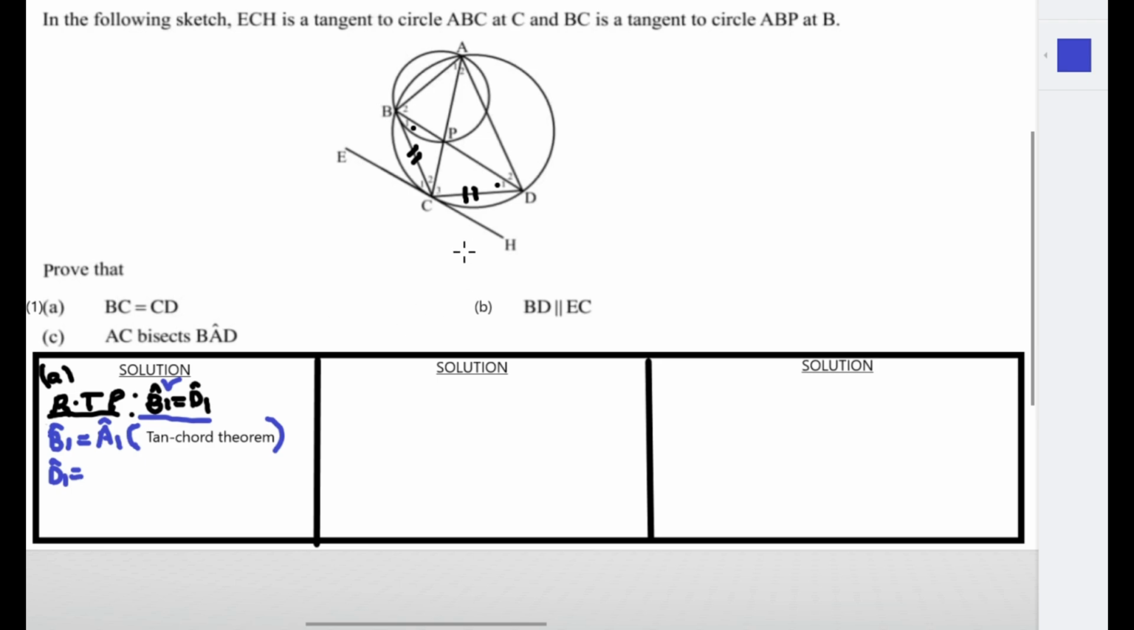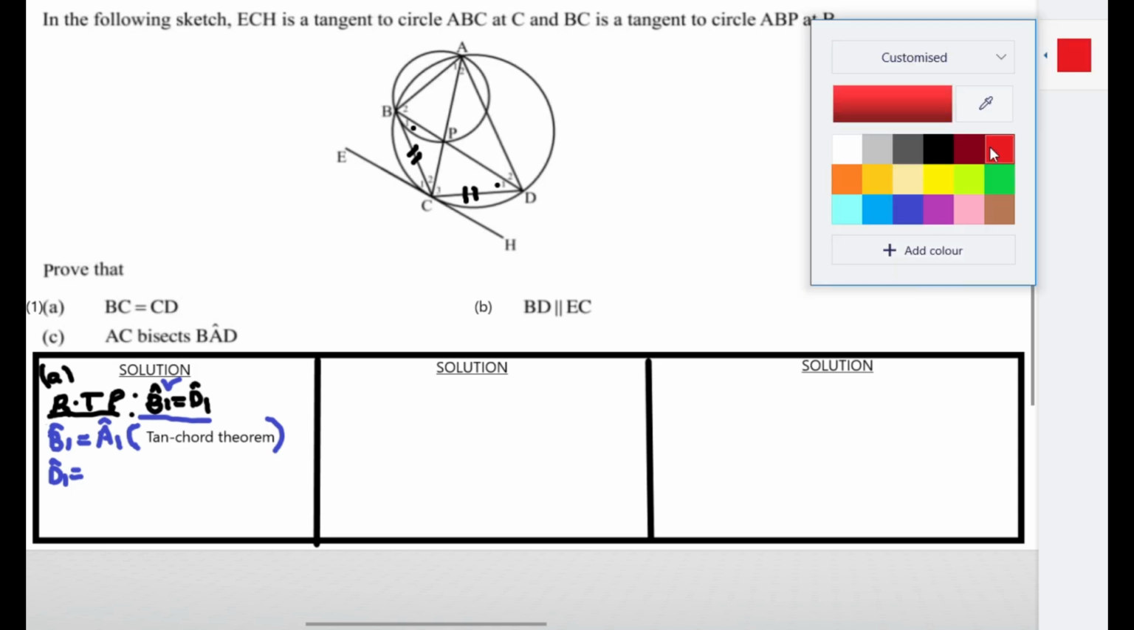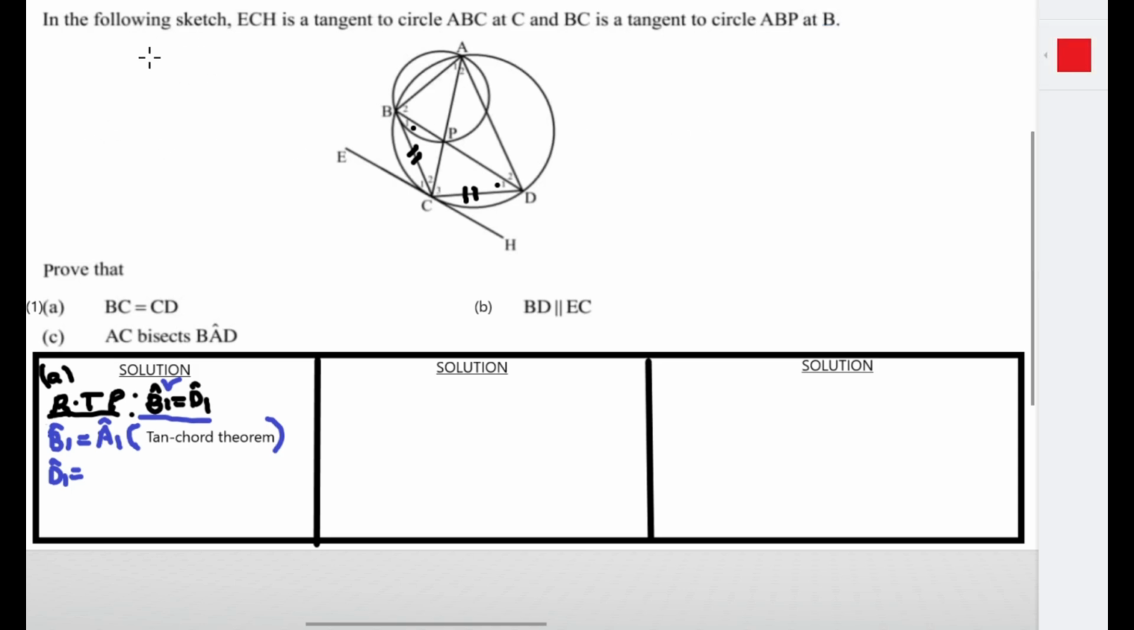Angle D1 is exactly equal to angle A1. Look at the bigger circle, the bow tie. This is what I call a bow tie, angles in the same segment. Remember, a bow tie looks something like this. Therefore, angle A1 should be equal to angle D1 because of this bow tie here. So angle A1 is equal to angle D1. It's angles in the same segment. Very important to note.